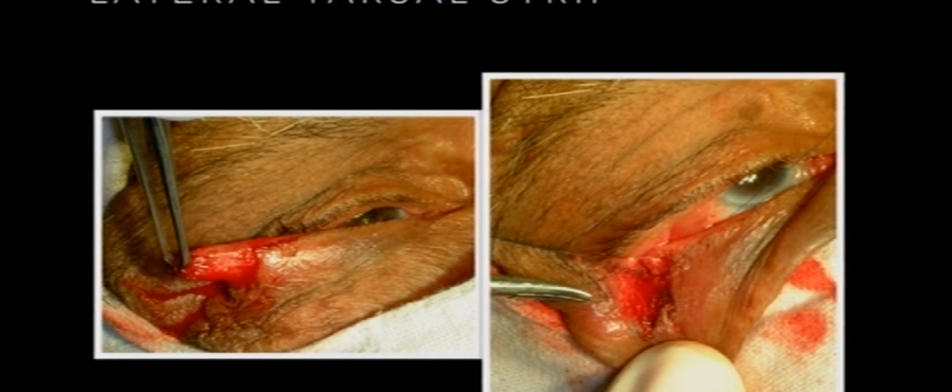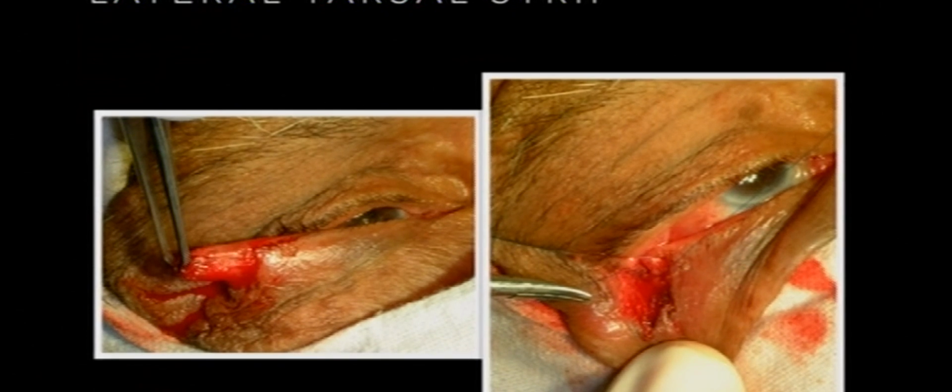The standard workhorse treatment modality for treating ectropion of the eyelid, lower eyelid particularly, is the lateral tarsal strip procedure. What we do here is basically we separate the tarsal plate, we do a lateral canthotomy, inferior cantholysis, and then we remove the skin and the conjunctiva from the lateralmost part of the tarsal strip. That's why it's called a lateral tarsal strip.